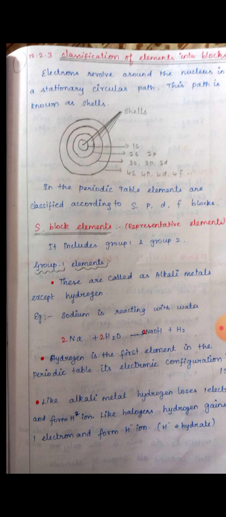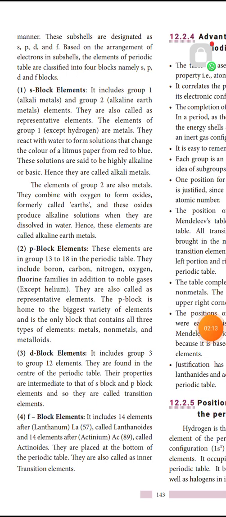See here, now let us see about the S block elements. What are the 4 blocks? S block, P block, D block and F block. Now let us see about S block elements. First one is S block elements.